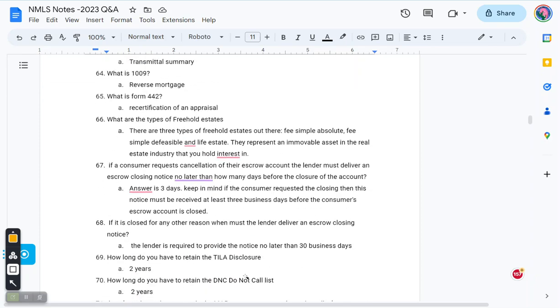Next one. If a consumer requests cancellation of an escrow account, the lender must deliver an escrow closing notice no later than how many days before the closure of the account? The answer is 3 days. Keep in mind, if the consumer requested the closing, then this notice will be received at least 3 business days before the consumer's escrow account is closed. If it is closed for any other reason, when must the lender deliver an escrow closing notice? The lender is required to provide notice no later than 30 days.